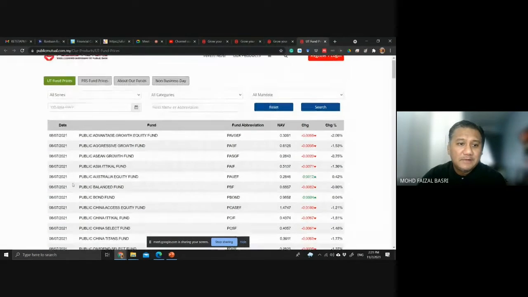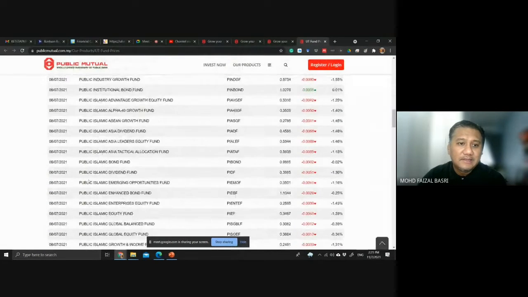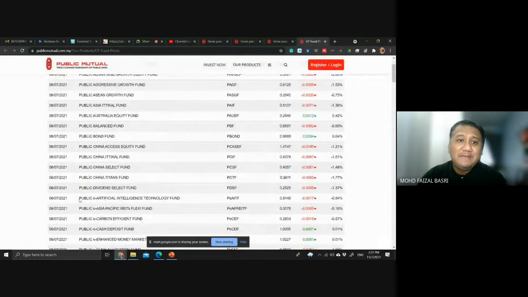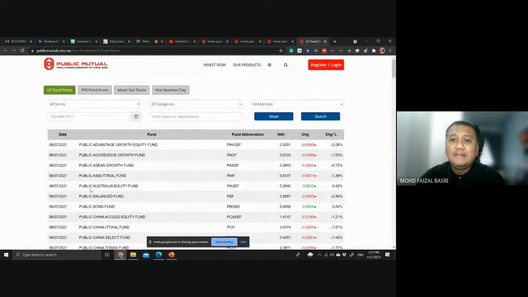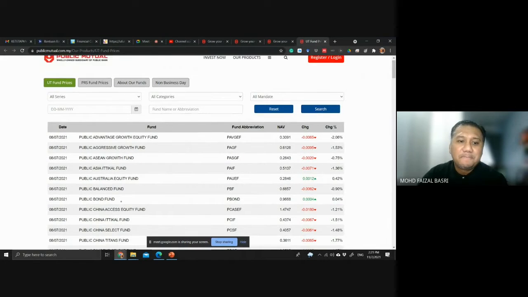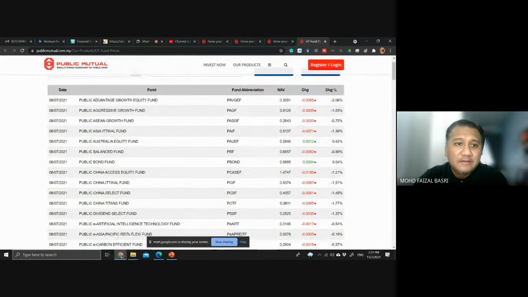Tengok kat sini, ada macam-macam, ada banyak ni tak terkira dah. So by the name itself, kita boleh nampak dah dia punya fund tu adakah dia equity, adakah dia... contohnya macam ni lah. Kalau yang orang nampak kan, ni contohnya Public Advantage Growth, equity, one of the equity fund dia ada growth dan satu index kan. So ni dalam kategori growth. Okay, kalau yang ni bond, contohnya bila Public Bond ni bermaksud dia akan invest majority in bond.